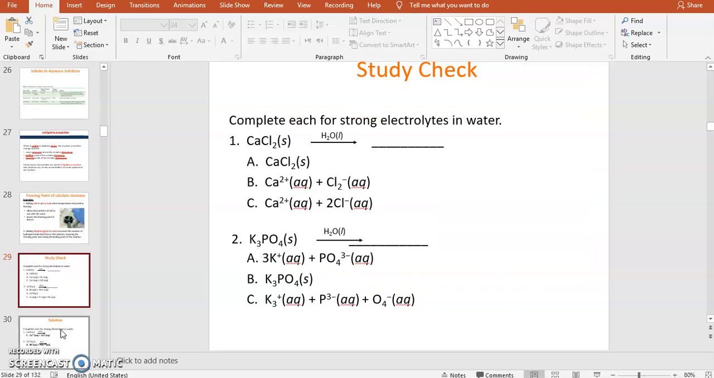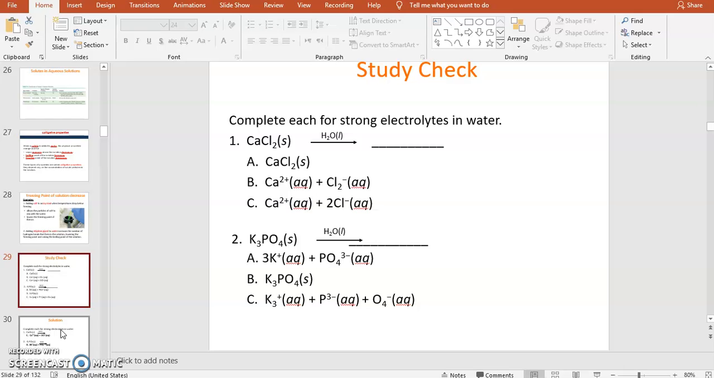Those are some study checks. So complete each equation for a strong electrolyte in water. So calcium chloride, is it strong? It says it's strong here, and they are asking you to complete the equation. What do you think the equation will be?